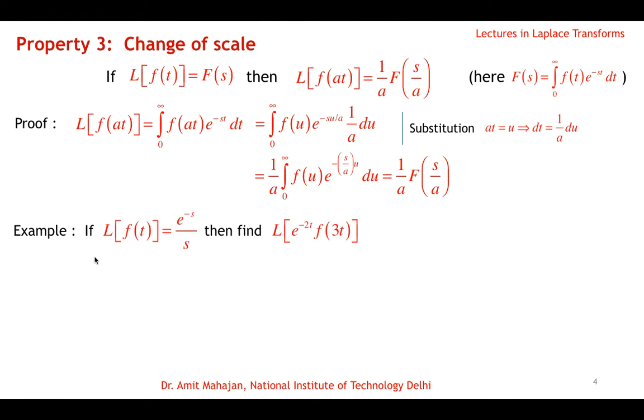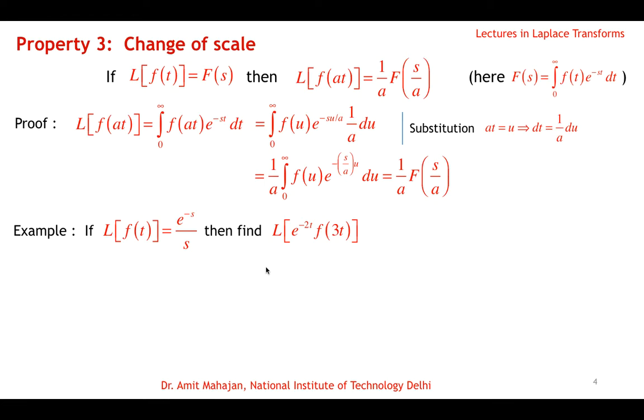Say for example, if you are given that the Laplace of a function is e power minus s divided by s, then find the Laplace of this function. Okay. So in this function, f(t) is scaled to function of 3t, and then this function is multiplied with the exponential. Okay, so we have to use change of scale. f(t) is changed to f of 3t, and then we will use s shift. Okay, multiplying with exponential means first shift.